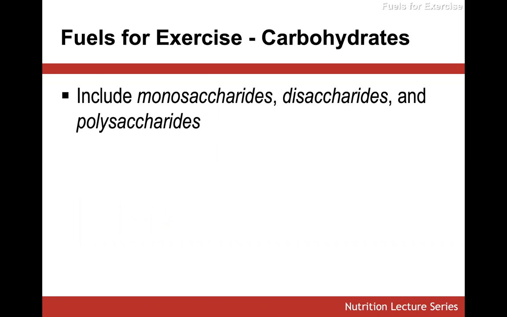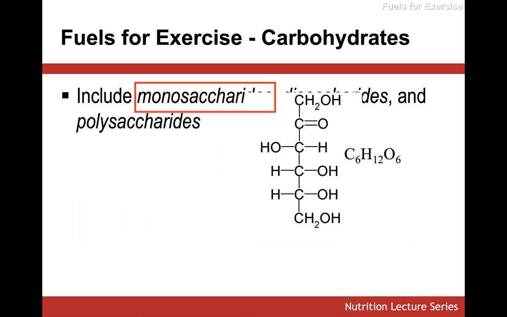Next, let's define monosaccharides, glucose, and all that a little bit more. A monosaccharide is a single carbohydrate molecule. What I'm showing you here is C6H12O6. This is the basic chemical form of a monosaccharide, also known as glucose. So if you see glucose, its chemical form is C6H12O6.